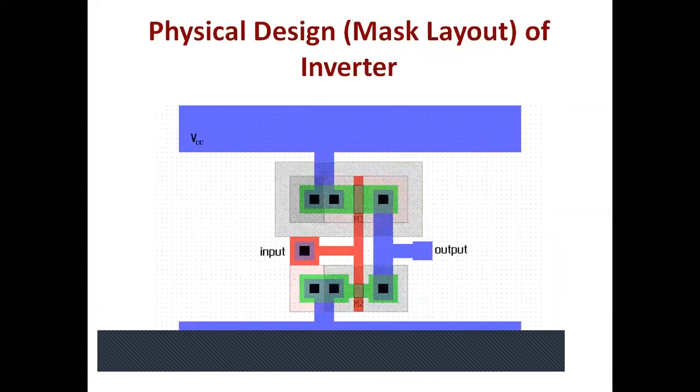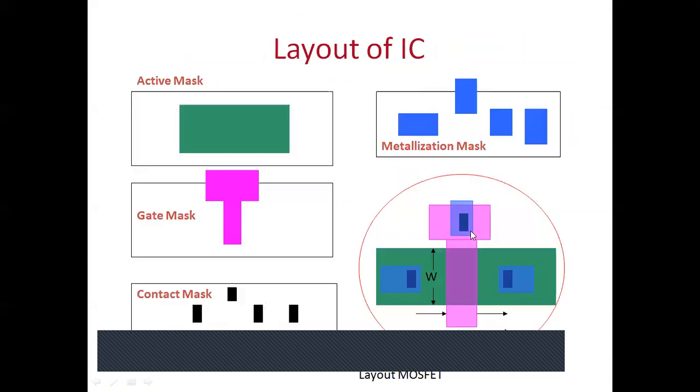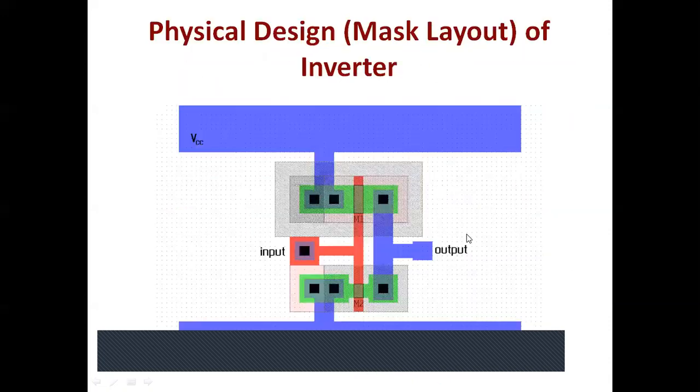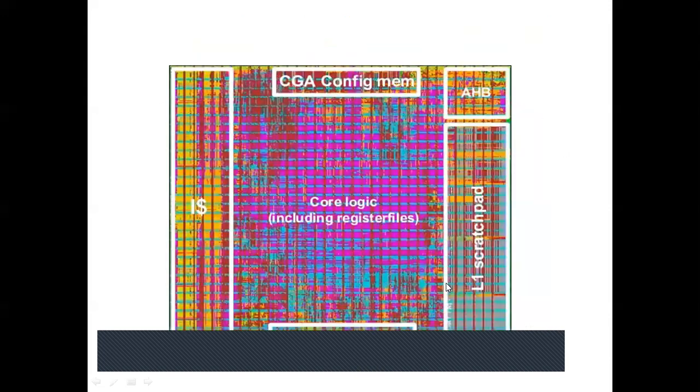Now PMOS fabrication. This is the layout of an inverter, while the earlier one was just the layout of a transistor. This is the PMOS transistor, this is the NMOS transistor, this is the output, these are drains. This is VCC, this is ground. This is just two transistors, but if there are millions of transistors, your layout will look like this. This is the layout of one processor, and this layout is given to industry, then industry will fabricate it.